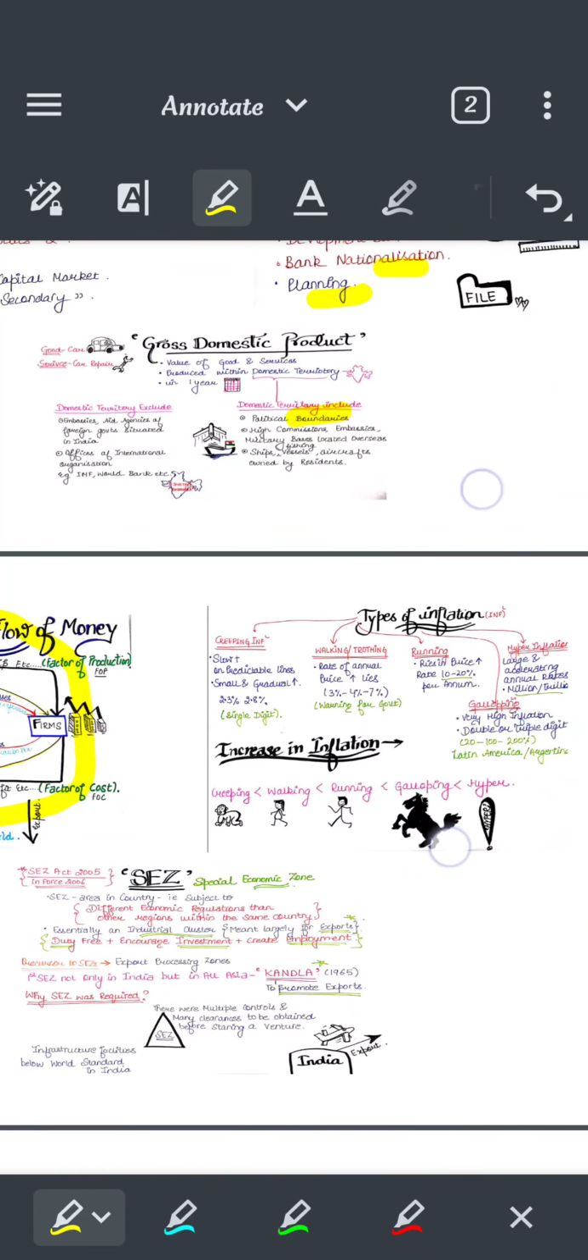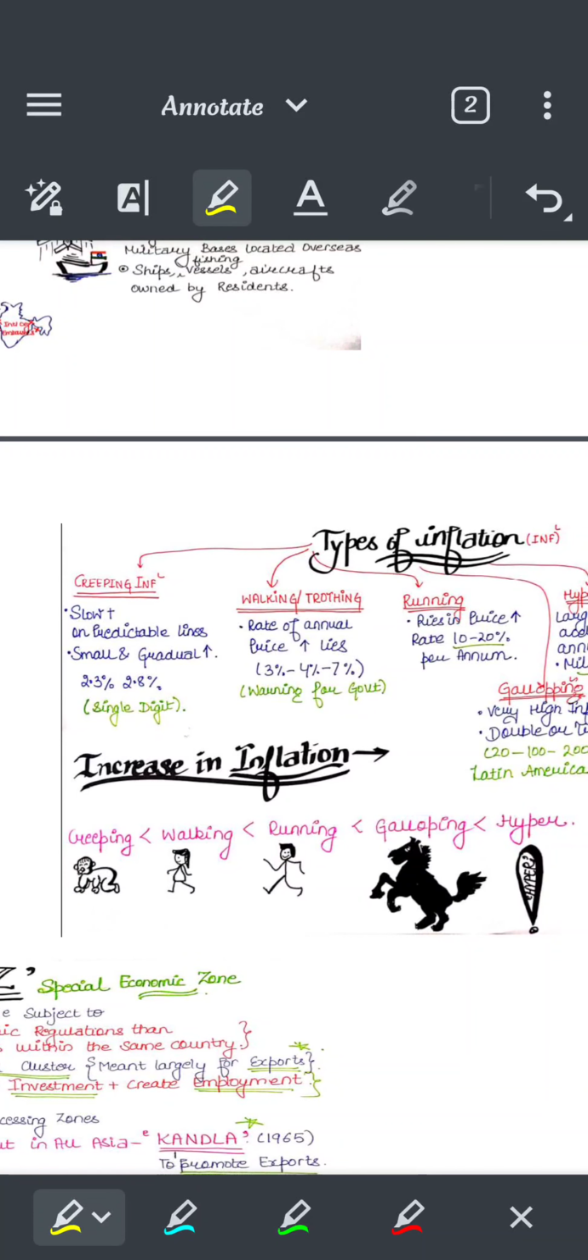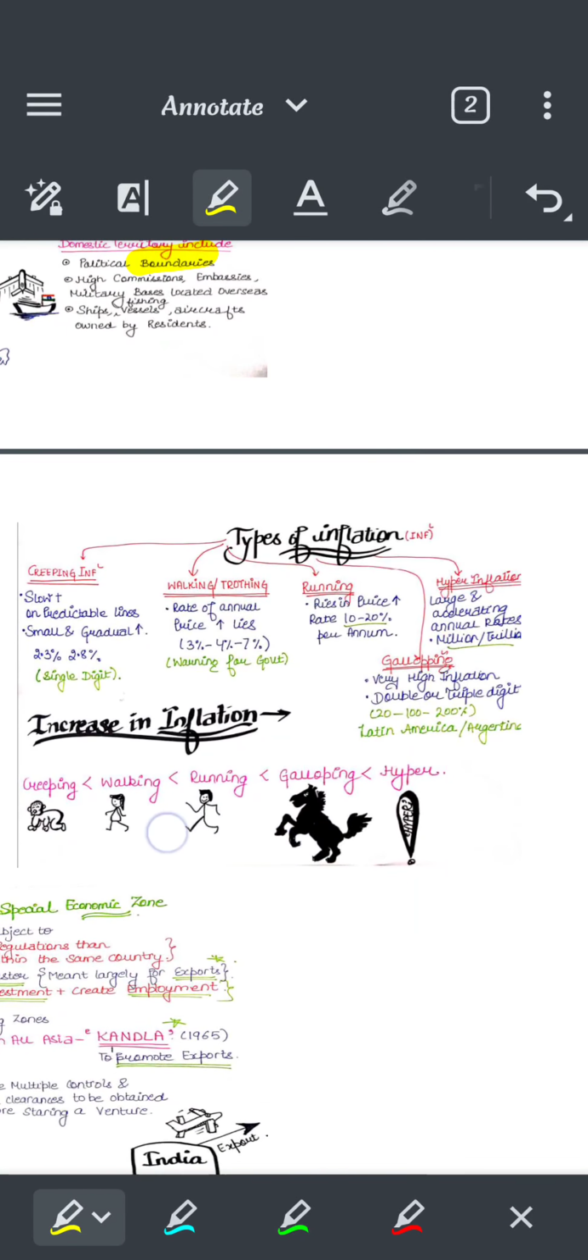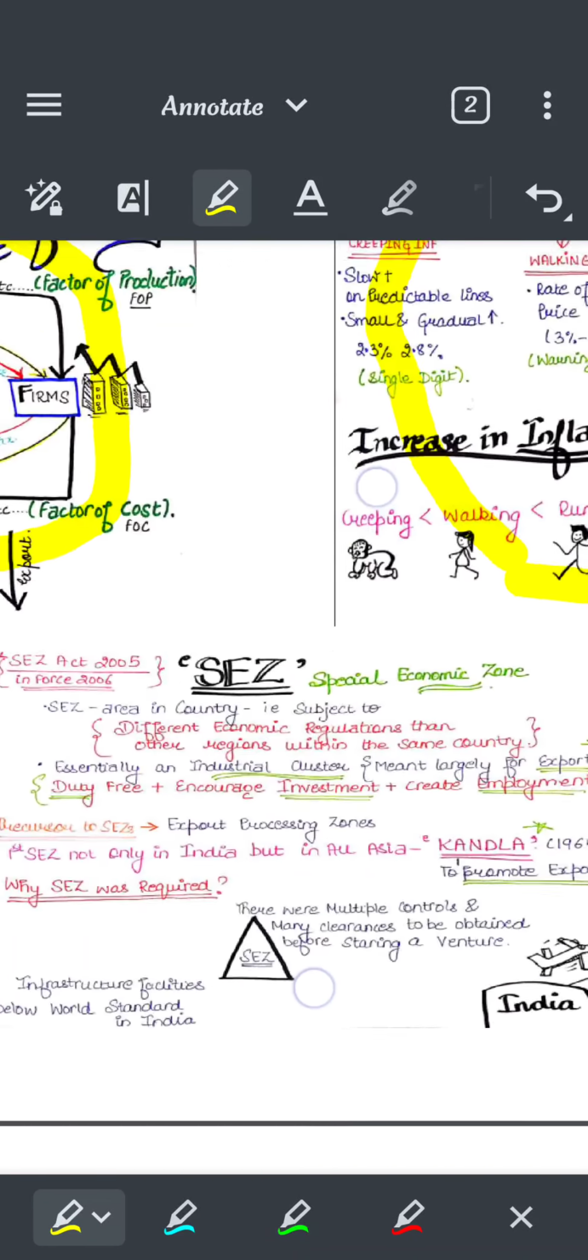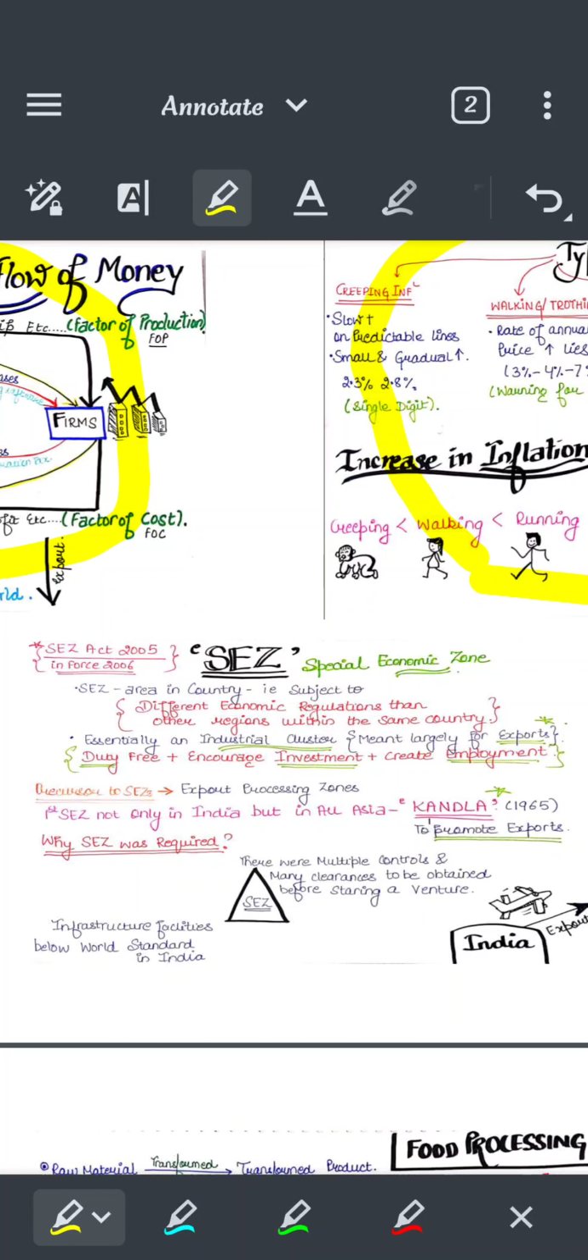So next is the types of inflation. What are the various types of inflation? Here also, as you can see, the flow chart is used, so you can use that. Next are the special economic zones. What are they? Why were they created? What are the various government initiatives for the same? And how to address the challenges faced by SEZs? And for that matter, the infrastructure related to industries is also very important for the mains exam.